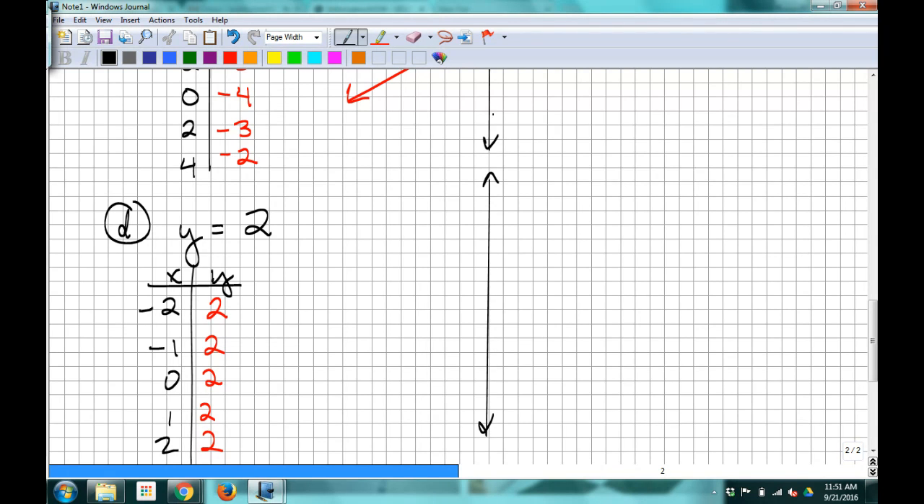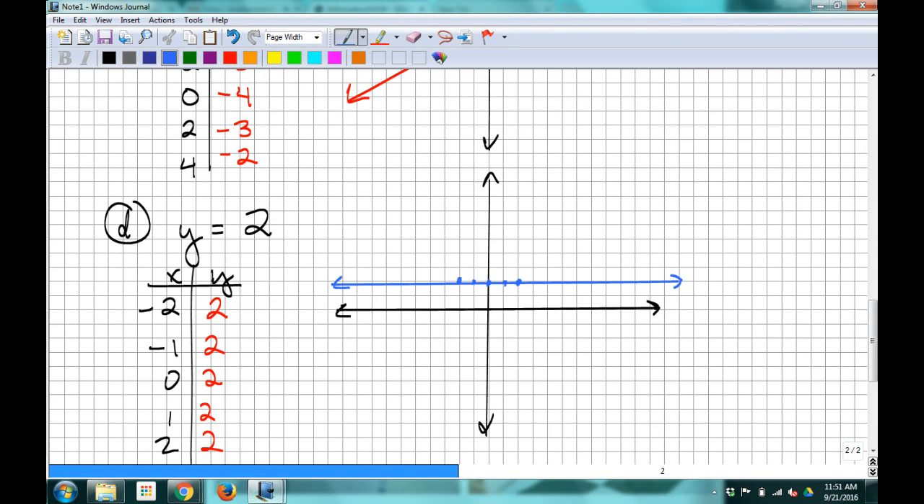So when we look at that as a graph, if I look at those points, what kind of line are we seeing here? Straight is not the right answer. It is straight, but it's horizontal. Anytime it's y equals a number, it's going to be a horizontal line at that number.